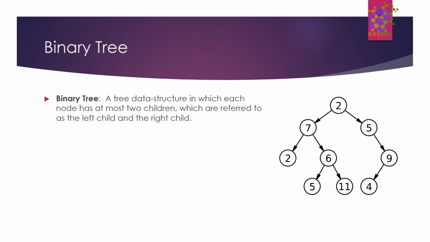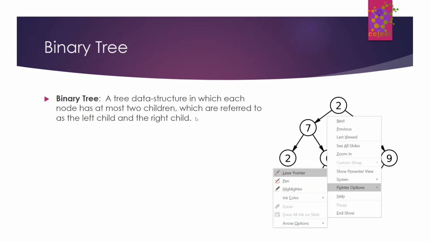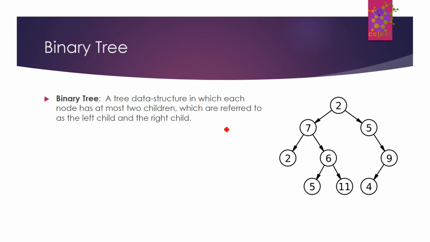So here we can see an example of a binary tree which has a root at 2, and we have a few more nodes here which are 7, 2, 6, 5, 11, 5, 9 and 4. So coming back to the definition again, if you see any node, let's say we take 5, it has a left child or a right child. So in this case it has a right child, it doesn't have a left child. Similarly, node 6 has a left child and a right child. Left child is 5, right child is 11.